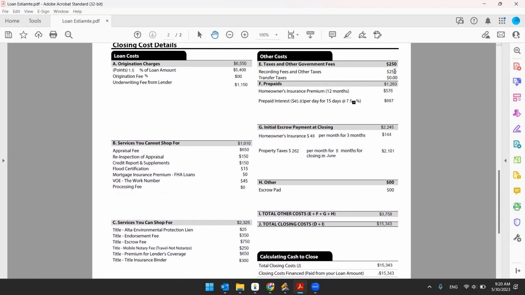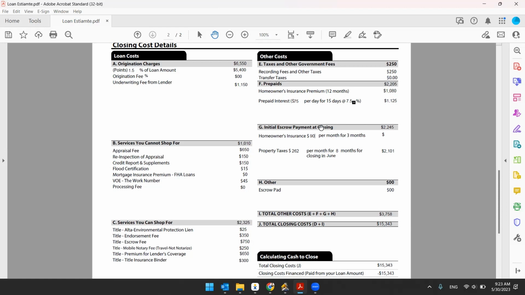Recording fees are usually around $250 here in Los Angeles. Homeowners insurance annual premium is going to be $1,080. The interest is calculated by taking your loan amount, multiplying it by your interest, and dividing that by 360 days. That's your daily interest. And in this case, that is $75 per day at a 7.5 rate. That comes out to interest for $1,125. So adding up these portions, that brings our total prepaids to $2,205.